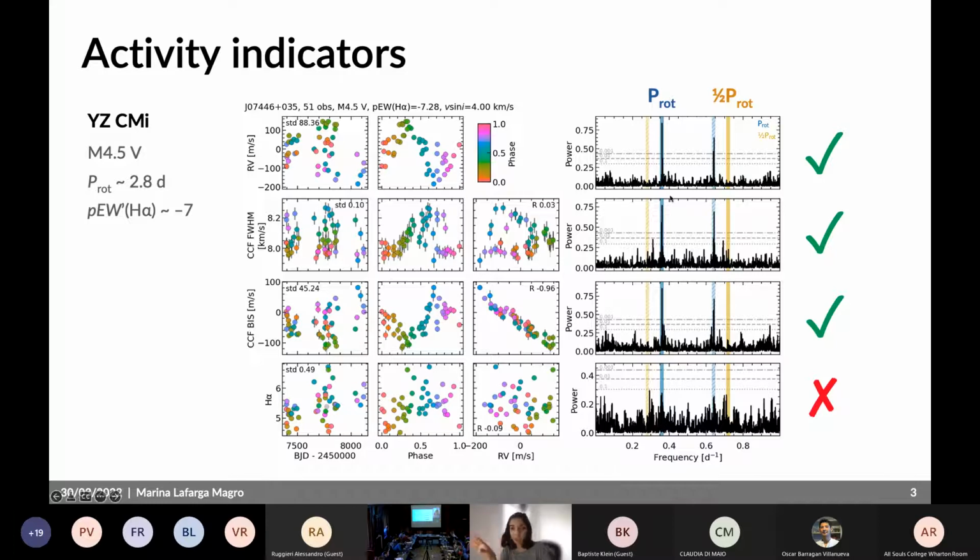Then finally, on the right-hand side of these slides, I've just computed the periodograms of these 4 different quantities.